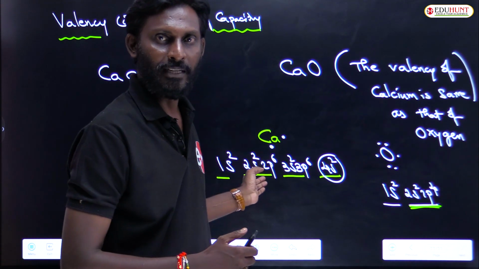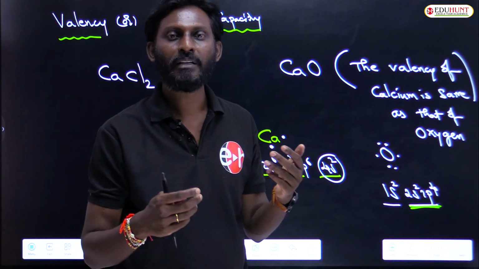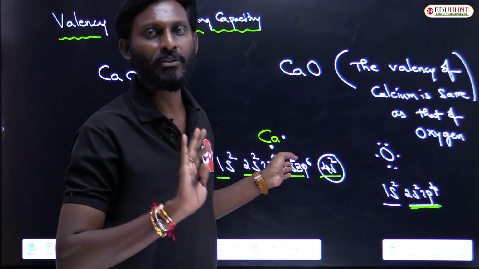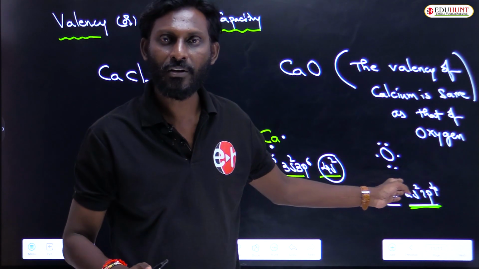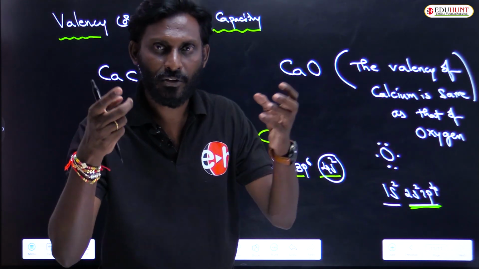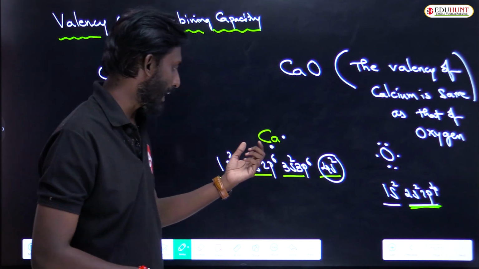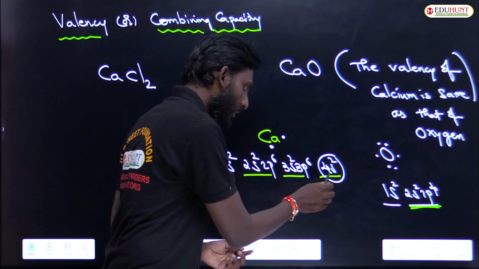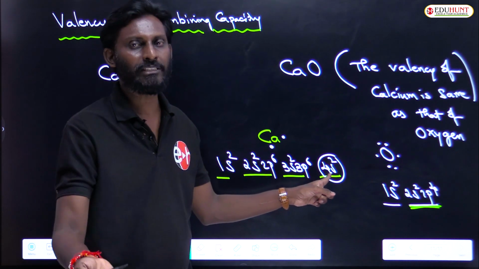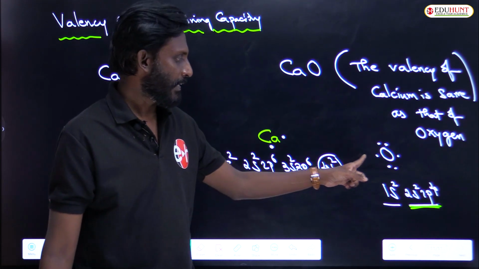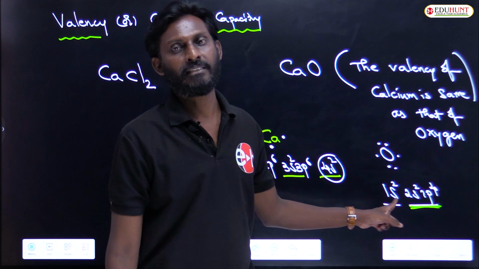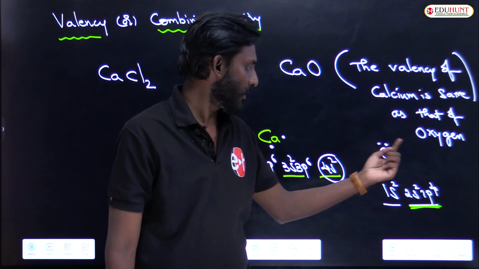So this calcium atom combines with an oxygen atom, because calcium wants to get 8 electrons in the valency shell, and oxygen also tries to get 8 electrons in the valency shell. Then how can calcium get 8 electrons in the valency shell? By losing these 2 electrons, that means by releasing these 2 electrons. Okay. And how does oxygen complete its octet? By gaining the 2 electrons.